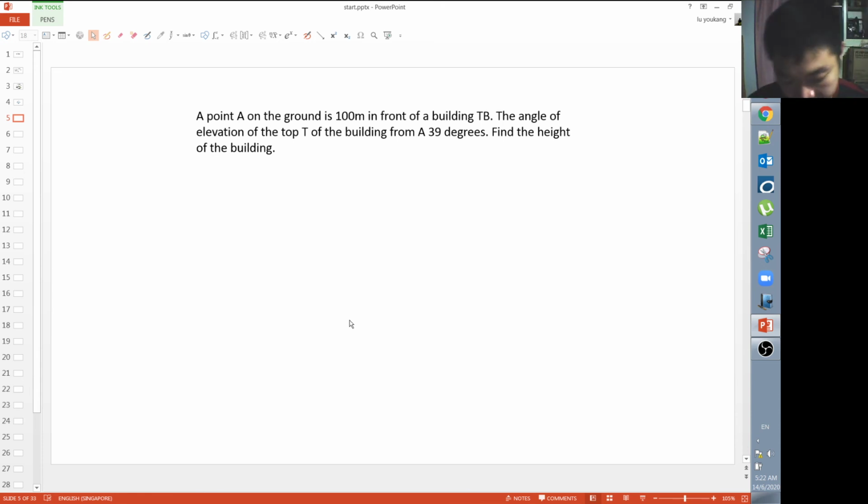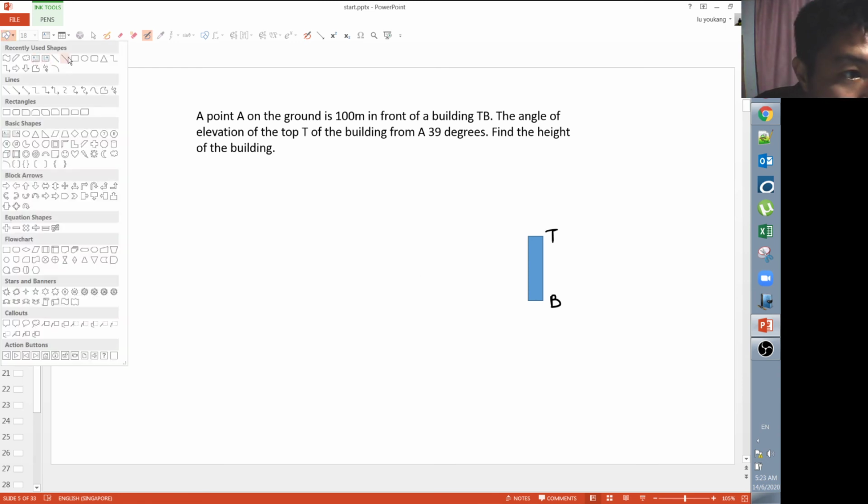I always think you will learn more from an example. So over here you have a point A on the ground, 100 meters in front of a building TB. Let me get a building TB out first. So let's assume this is a building TB. Instead of this convention, let me use T on top and then B below. So your point A on the ground is 100 meters in front of the building.